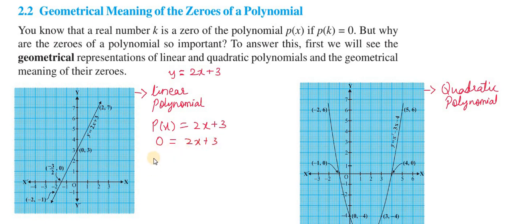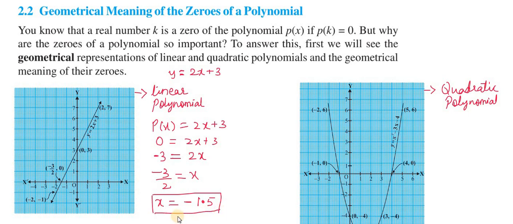So what is our x value? x is nothing but minus 3 divided by 2, so minus 3 by 2 is equal to x. What do you mean by minus 3 by 2? If you write it in decimal, it is nothing but minus 1.5, right? If we divide 3 by 2 as a decimal, you get minus 1.5. So our x value is minus 1.5.